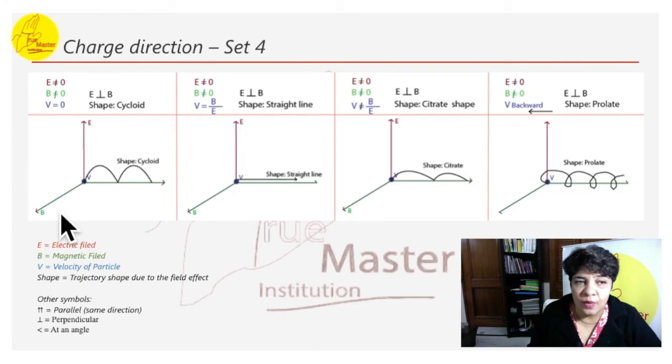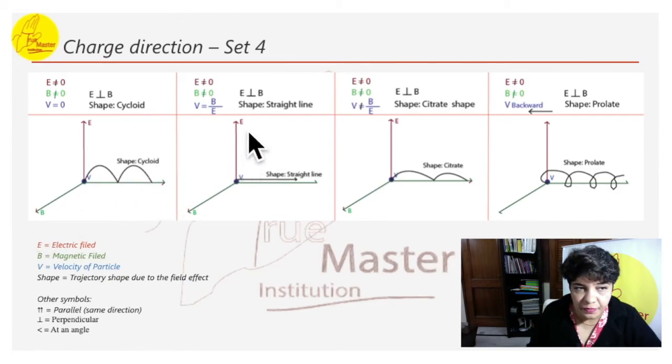And in case 1, if we place a charged particle here, the final trajectory will form what is called a cycloid. Okay, the shape is called a cycloid. So this is how it is going to move. The velocity of the particle was initially 0. We have just placed it here. Because of the electric and magnetic field, it's going to form the shape of a cycloid.